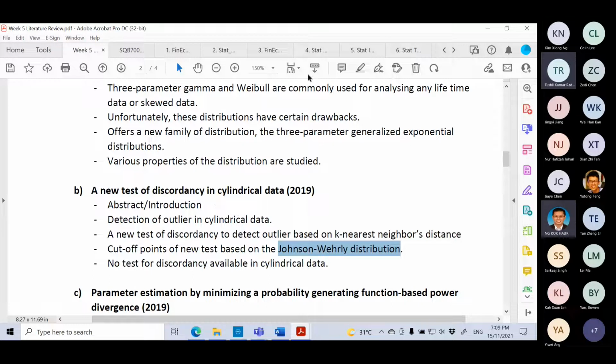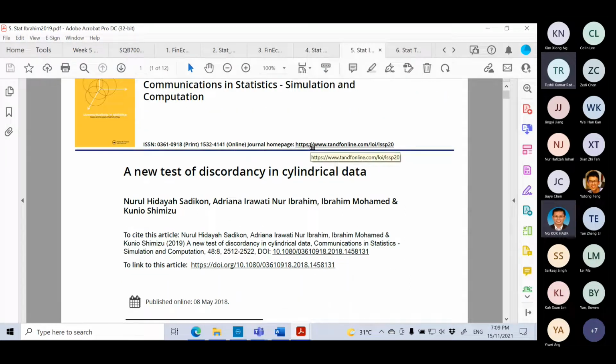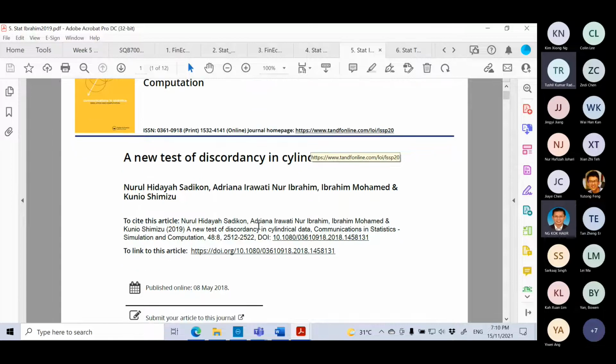So this paper is published by our ISM staff together with other researchers from another university. These two are researchers from our department. This one, Professor Shimizu, is from Japan. I do not know the first author, maybe a PhD student or master student, I'm not sure.